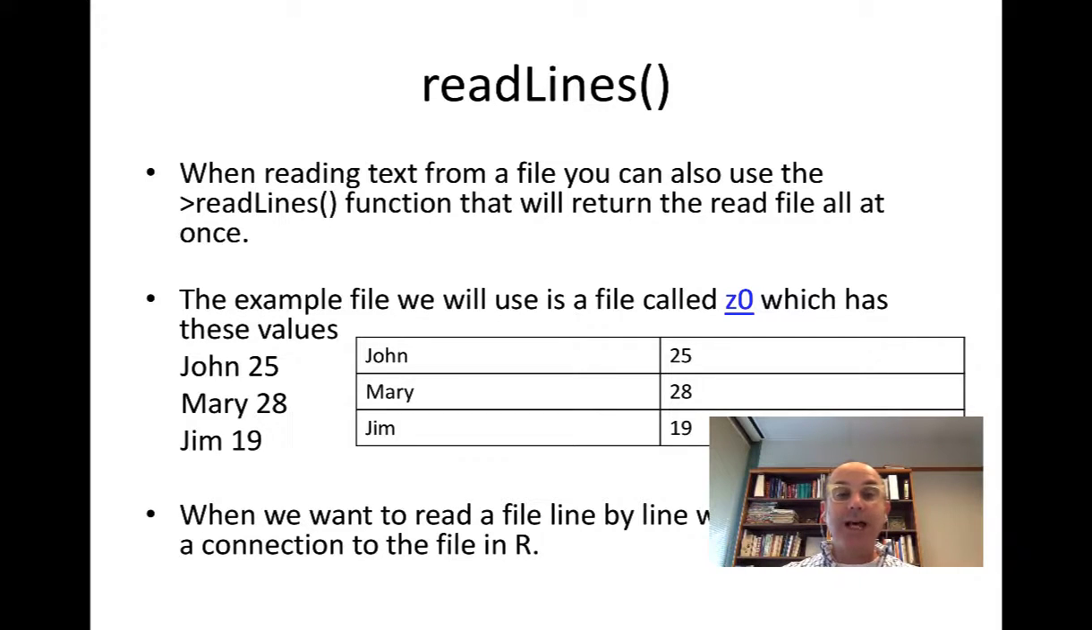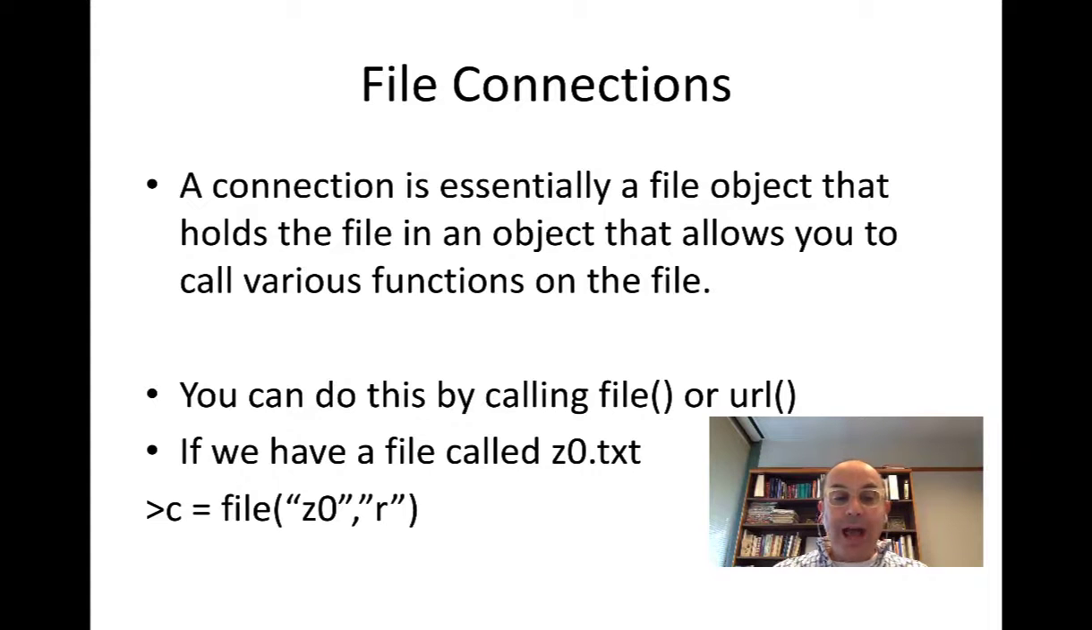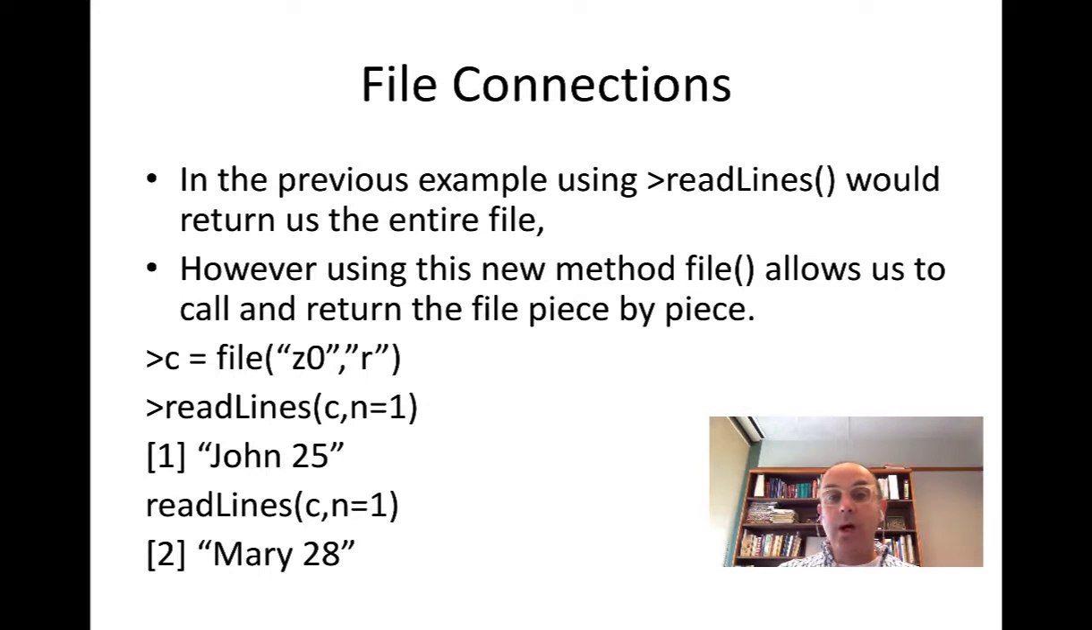It's called z0, which has the values John 28, Mary 28, 25, 28, 17, and Jim is 19, and this will work out in this sense. The file connection is essentially a file object that holds a file and allows us to call various functions on it. In this case, you can call a file or URL, and if you call the file z0.txt, this is what will come out.